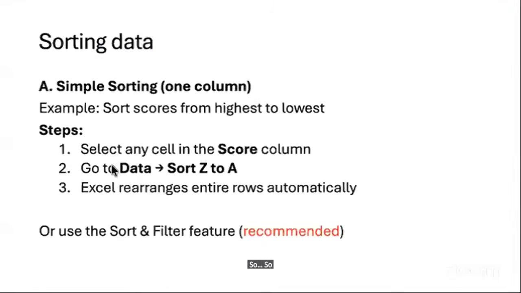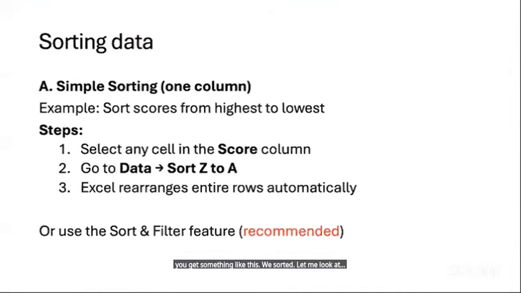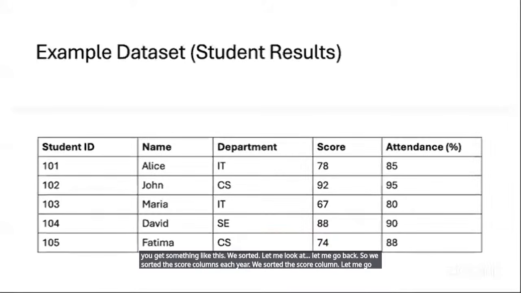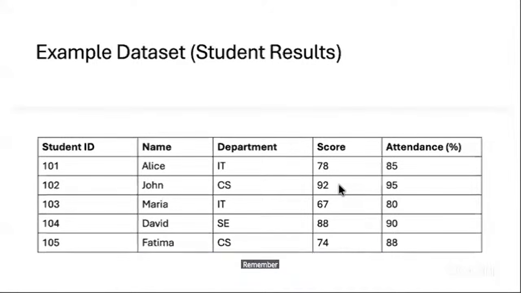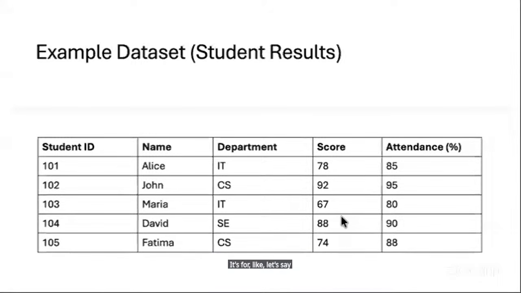If we follow the steps listed here, 1, 2, 3, our table gets something like this. We sorted the score column. See it here? Let me go back again. Our raw data was this. See the scores. Remember, this lecture is focused such that we are looking at the possibility of having a very large data set. You are looking at just a very simple one that your eyes can quickly scan and tell the highest score and the lowest score. But we are dealing with scores of, let's say, the entire 100 level students, which could be up to 5,000, 6,000 rows.